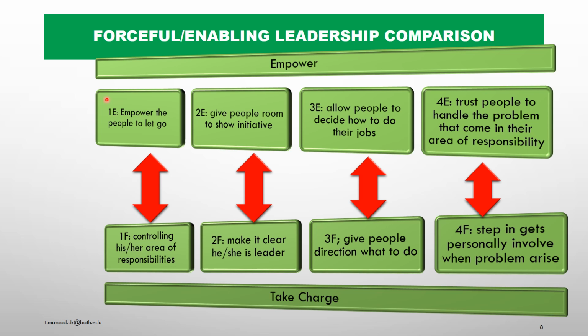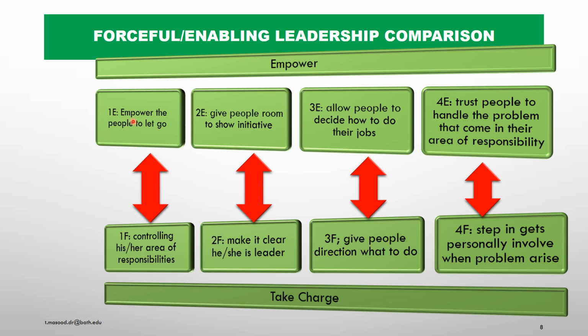I will talk about the forceful-enabling leadership comparison, in empowering and taking charge. The first 2 segments I'm going to discuss. Over here, if you can see, my first segments 1E, 2E, 3E and 4E are the 4 segments that are part of enabling leadership. In take charge, 1F, 2F, 3F and 4F are the forceful leadership style, which also has 4 segments. So these are opposite to each other.